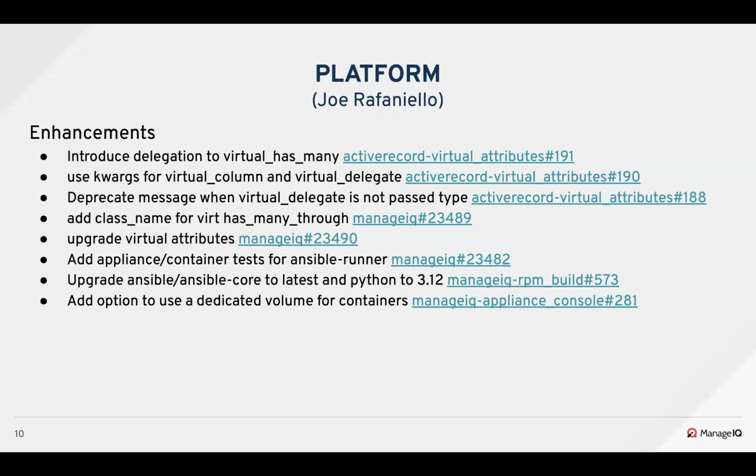Jason added some Ansible runner tests in both the appliance and container contexts. Using these tests, he was able to update Ansible and Ansible core to latest and Python to 3.12. Finally, Adam updated Appliance Console to add a way to configure a dedicated volume for usage by containers running on the appliance. Next slide.